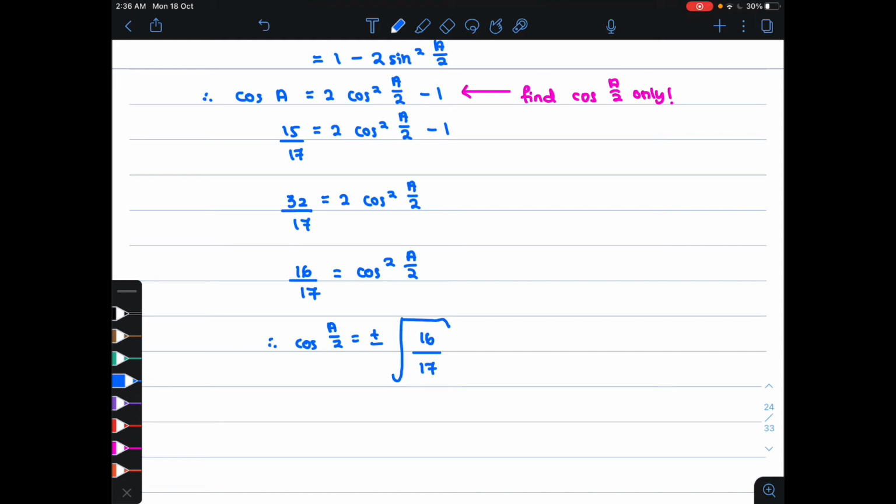Cos A over 2 is equal to plus minus square root of 16 over 17. And we know that this is square root 16 over square root 17. So square root 16 is 4. But don't forget that we must not have a square root in the denominator. So this is actually plus minus 4 square root 17 divided by 17. So, which is the real answer? Is it positive or negative? The answer is found by looking at the range of A over 2.